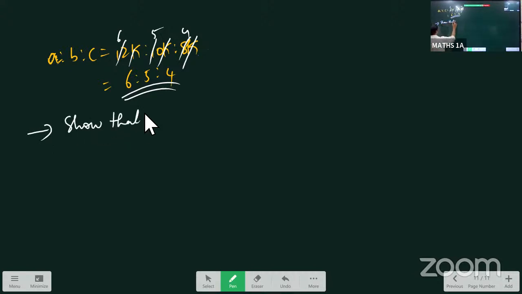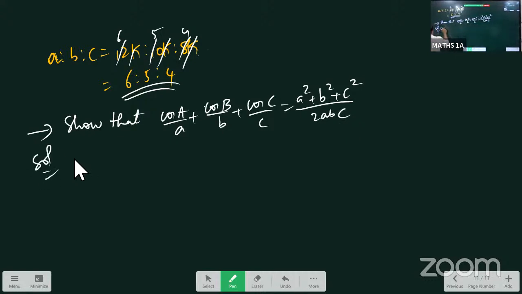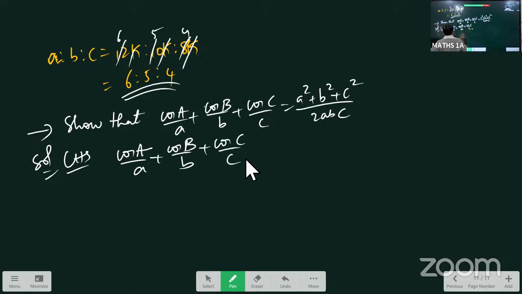Show that cos A by A plus cos B by B plus cos C by C is equal to A square plus B square plus C square by 2ABC. Take the LHS: cos A by A plus cos B by B plus cos C by C.